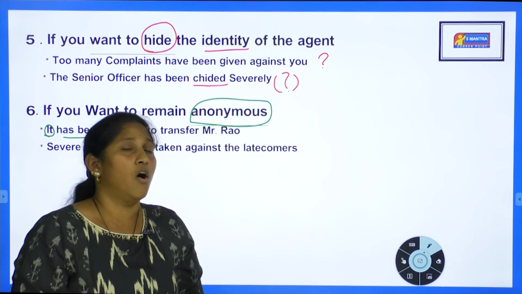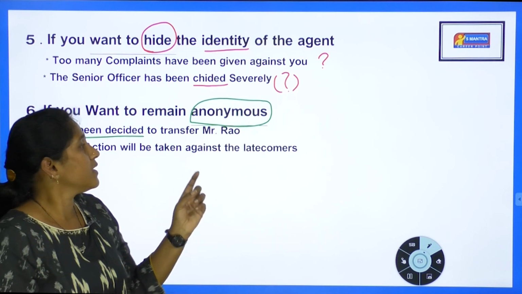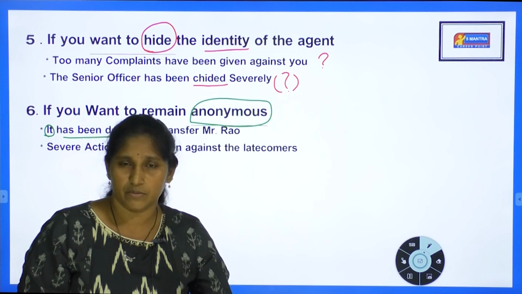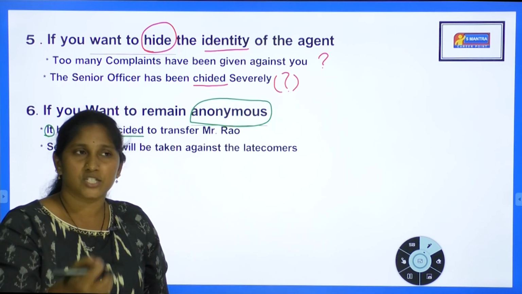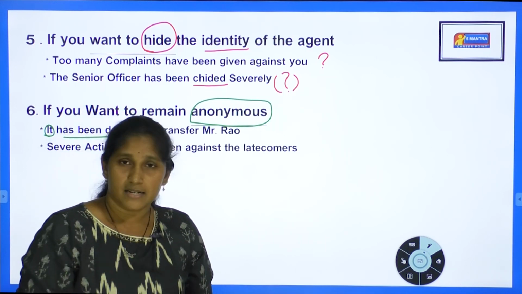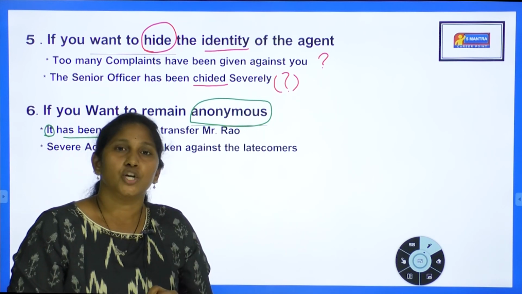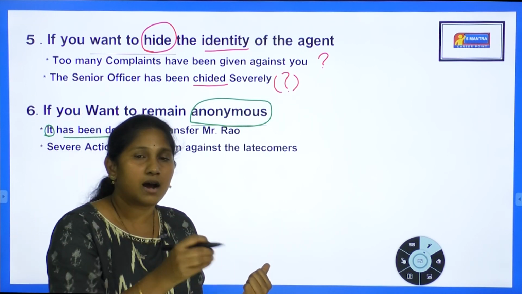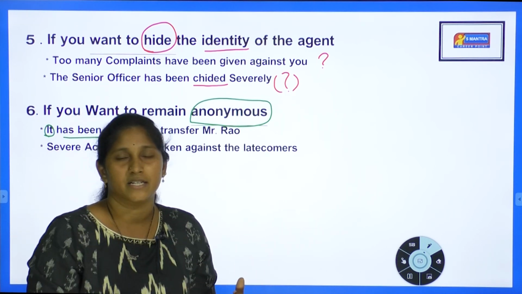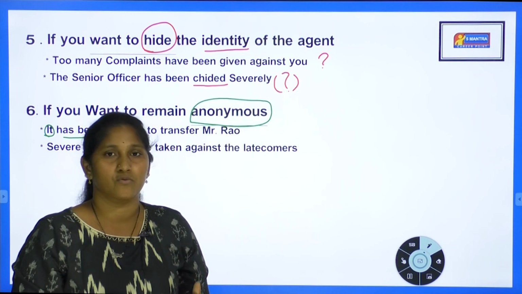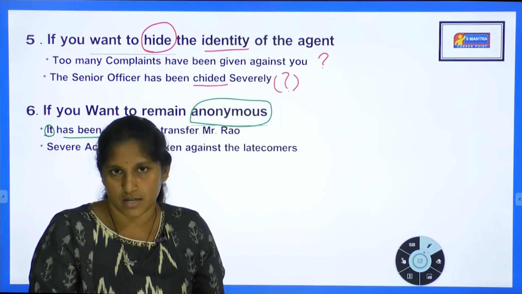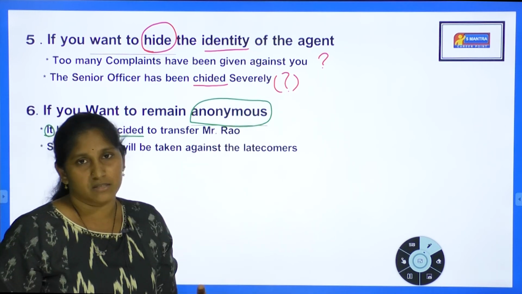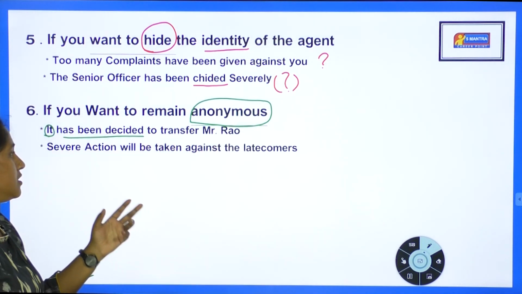Or in any kind of preparation, for chai or any curries, in that case also you can use the passive voice. Salt is added, sugar is added. In that case also you can use the passive voice without mentioning your identity, 'by me'. So like that, this is the situation of anonymous.